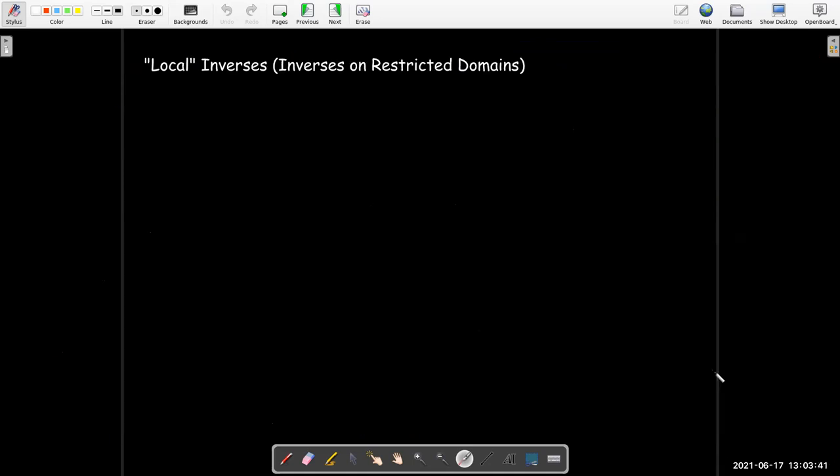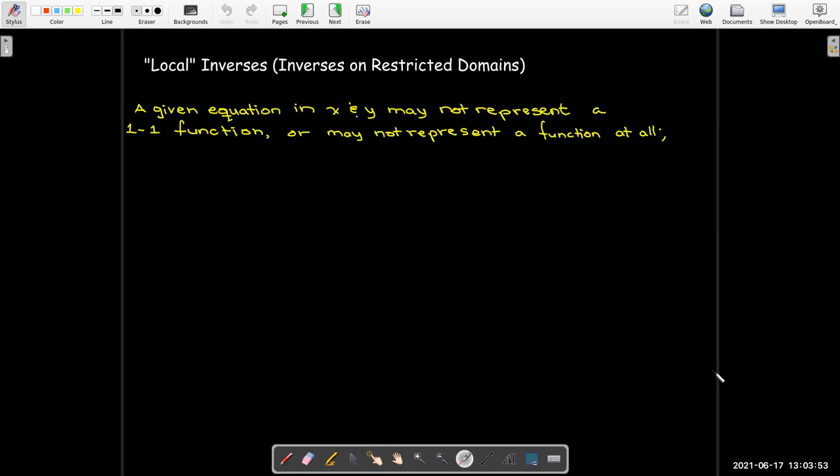So we've had a couple of examples where we had to have restricted domains in order to create a one-to-one function. And you can do this a lot. If you restrict, think about it this way. If you have a graph of something that maybe is not even a function, but if you just zoom in on one piece of that graph, not only does it represent a function, but it could represent a one-to-one function.